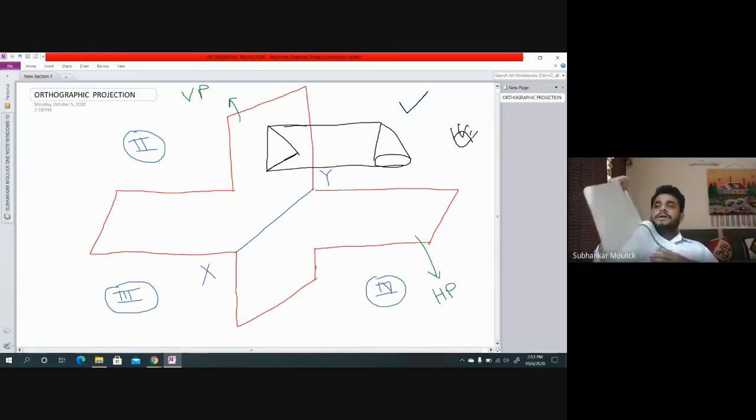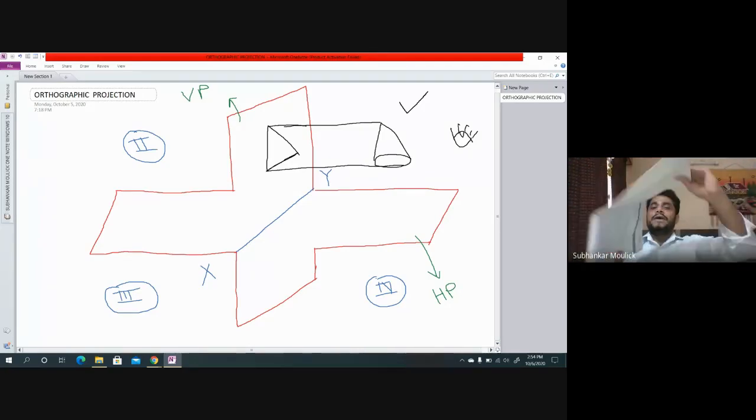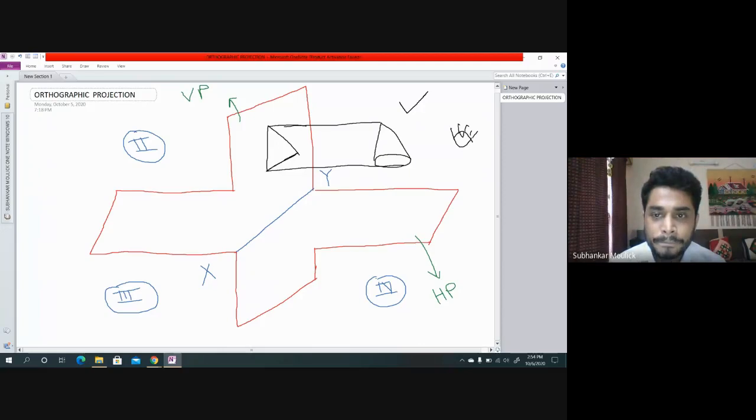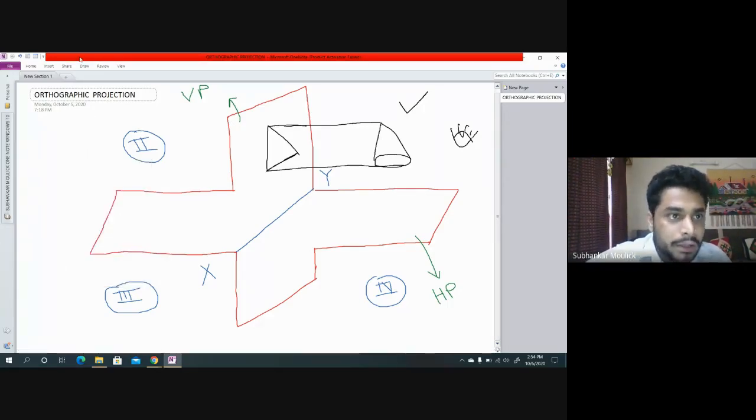This is your vertical plane, and this base is your horizontal plane. If I keep the object like this, then this is my first quadrant. If I keep it like this, it is my second quadrant. If I keep it like this, it is my third quadrant. If I keep it like this, it is my fourth quadrant. Is it clear to all of you? Fine.